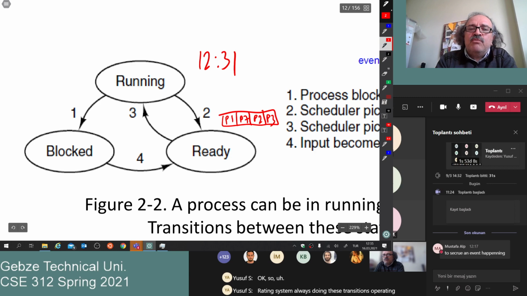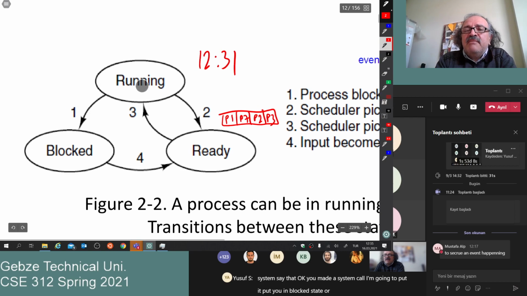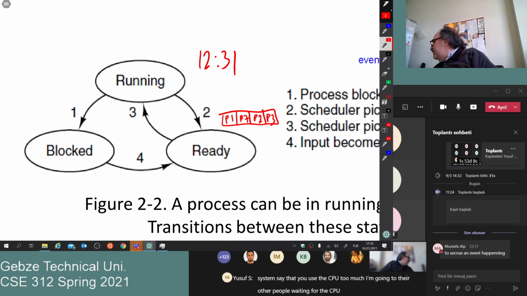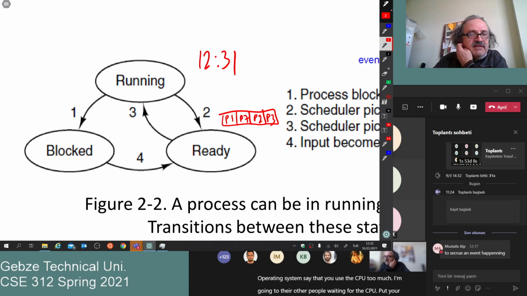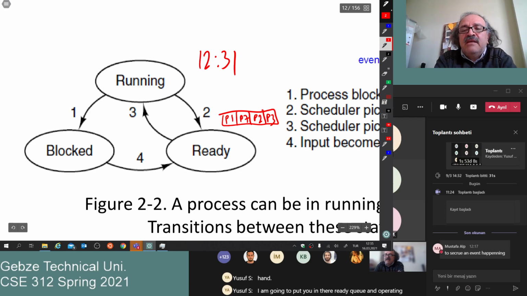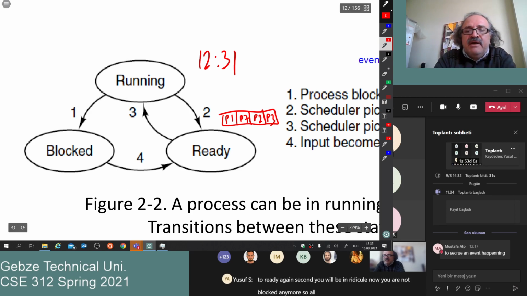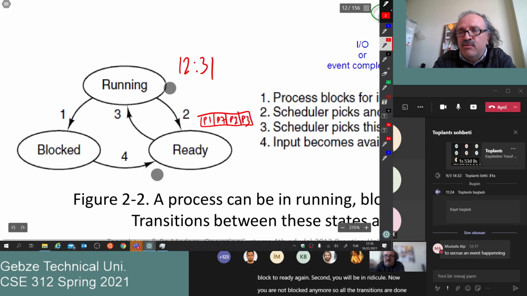So it is the operating system always doing these transitions. The operating system says you made a system call, I'm going to put you in the blocked state. The timer happened, and the operating system says you used the CPU too much, there are other processes waiting for the CPU, so I am going to put you in the ready queue. And then it says your time is now, you are going to use the CPU again. From blocked to ready, you will be in the ready queue now, you are not blocked anymore. So all the transitions are done by the operating system, and the book says this.